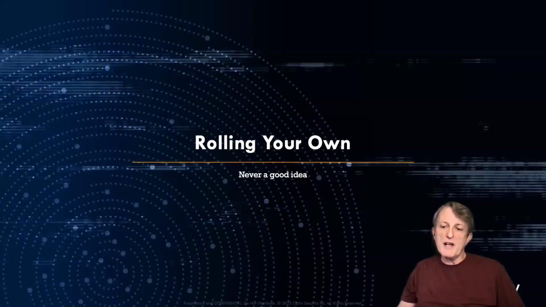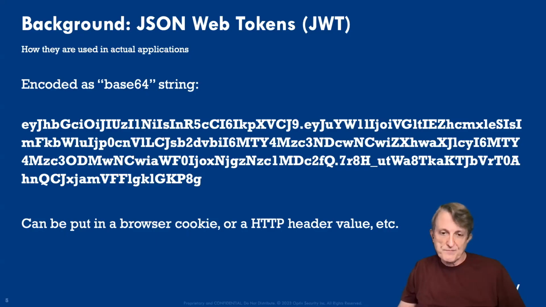The first example is rolling your own. If you've ever read anything about cryptography, cryptographers always tell you never roll your own cryptography. It's just not a good idea. And it's not a good idea for a lot of other things too. In this example, we're going to talk about JSON Web Tokens, or JWTs. You see these a lot in modern web apps, especially when there are API suites involved. And they tend to look like this.